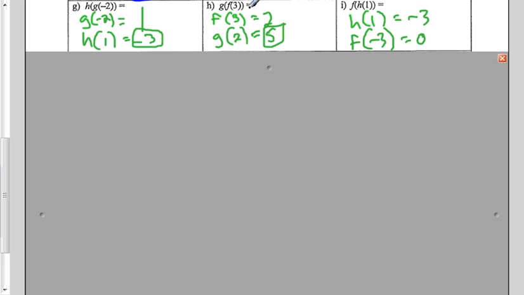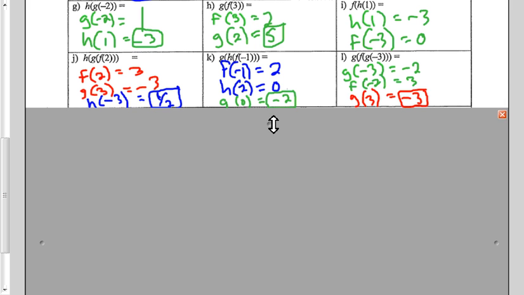G of f of 3, again, start with the inside function, f of 3. Look at your chart. F of 3 equals 2. Substitute in 2 every place you saw the f of 3, and now g of 2 equals 5. And this third one here, h of 1 is -3, and we're finding f of -3 is 0.